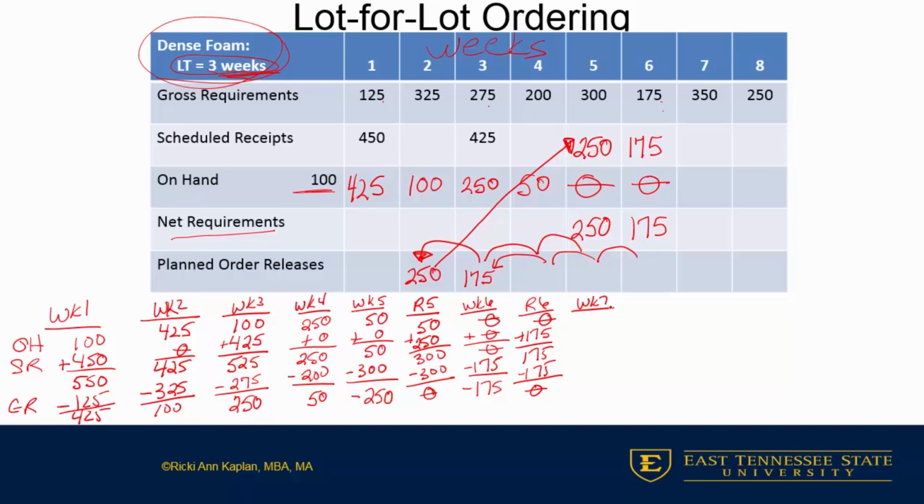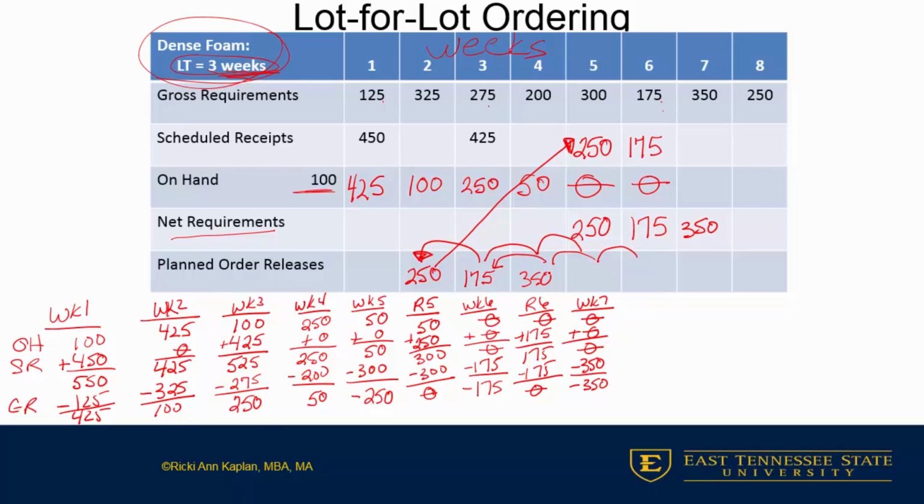Looking at week 7, how many did I have left on hand at the end of week 6? 0. What's my scheduled receipts? Nothing, leaves me with a goose egg. How many do I plan on using in week 7? I plan on using 350. It tells me I have a need. I need 350 units. If I go back 1, 2, 3 weeks, that means I need to plan to place an order in week 4 for 350 units.